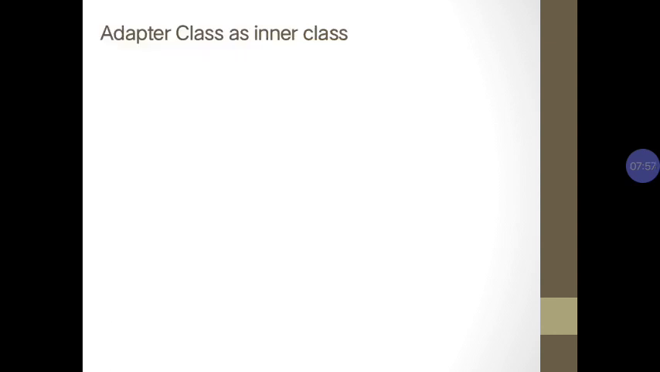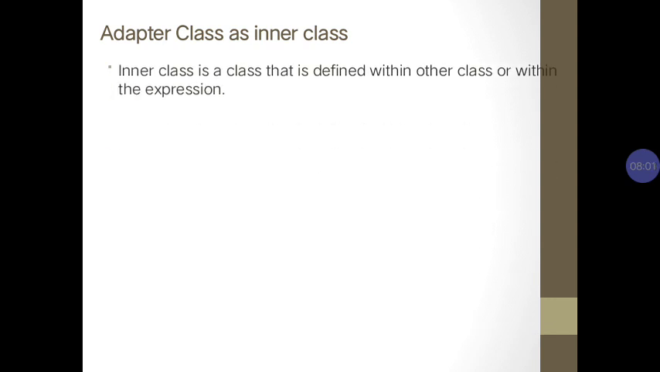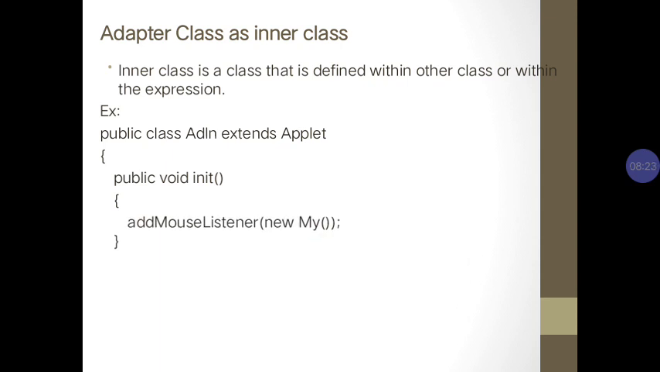Now we will see a simple example that we have seen previously, the adapter class as an inner class. So here in this example, I have written one class, that is public class AddIn, which is going to extend Applet. As we are extending Applet, it's necessary to write the init method. In this init method, I am just going to add a mouse listener. In this mouse listener, I have created a new object of class My, new My. Now here I am going to write this My class as the inner class which is going to extend MouseAdapter, and whatever code there will be, that will be written here. So we can see this is the example of the adapter class as an inner class.